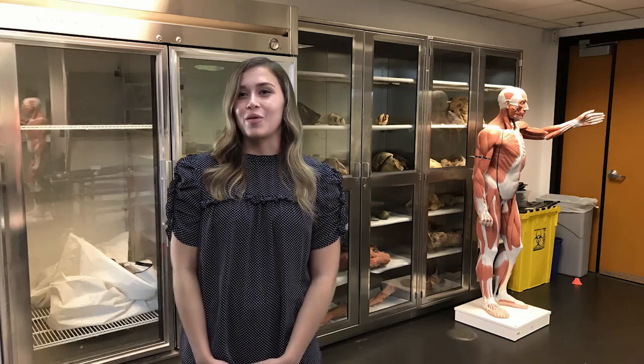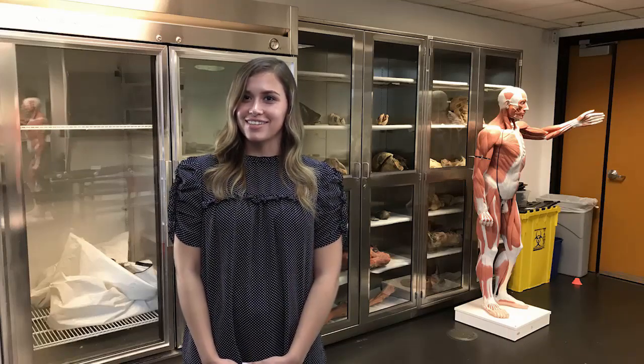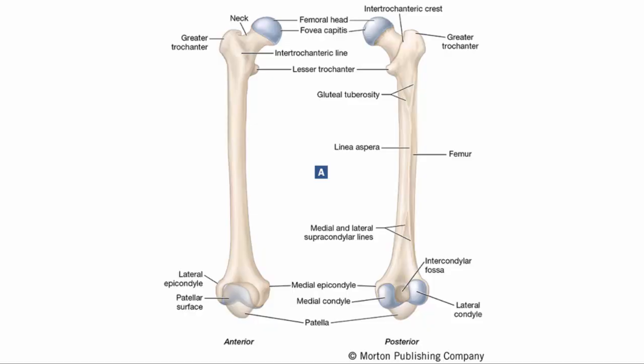Lastly, we will review the lower extremity. The lower extremity will be comprised of the femur, the tibia, fibula, the tarsals, metatarsals, and the phalanges. Let's review them. We see some interesting structures on the femur, such as the head of the femur. This sits inside the acetabulum of the pelvis.